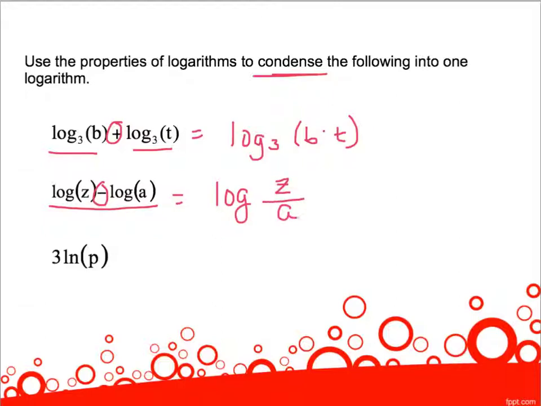z over a. And in our last little example here, we have 3 natural log of p. Now we're going to work backwards, and we've got a number in front of our logarithm. Remember, that used to be an exponent. So this can be written as the natural log of p cubed.